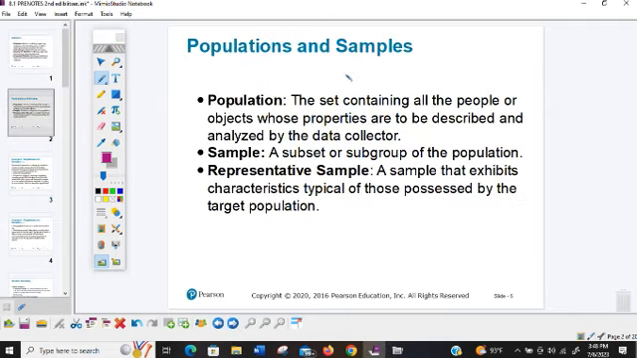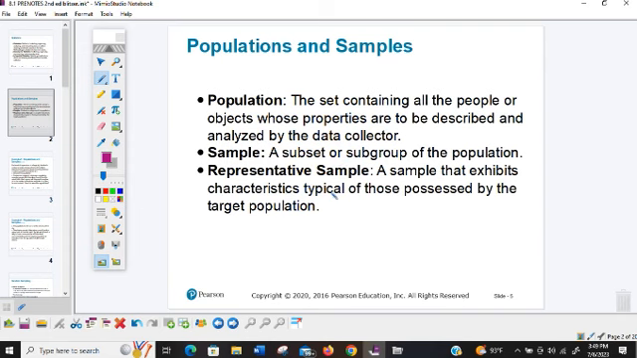Another couple of words you'll learn in statistics are populations and samples. A population is a set containing all the people you're interested in. And a sample is a subset or a subgroup of the population. So in other words, the population is everyone, and a sample is part of that population. So if I wanted to know what every 12th grader in the United States, what their favorite movie was, my population would be every 12th grader in the United States. A sample would be a subgroup for that. So maybe I chose 100 12th graders in every state, and that would be a sample.